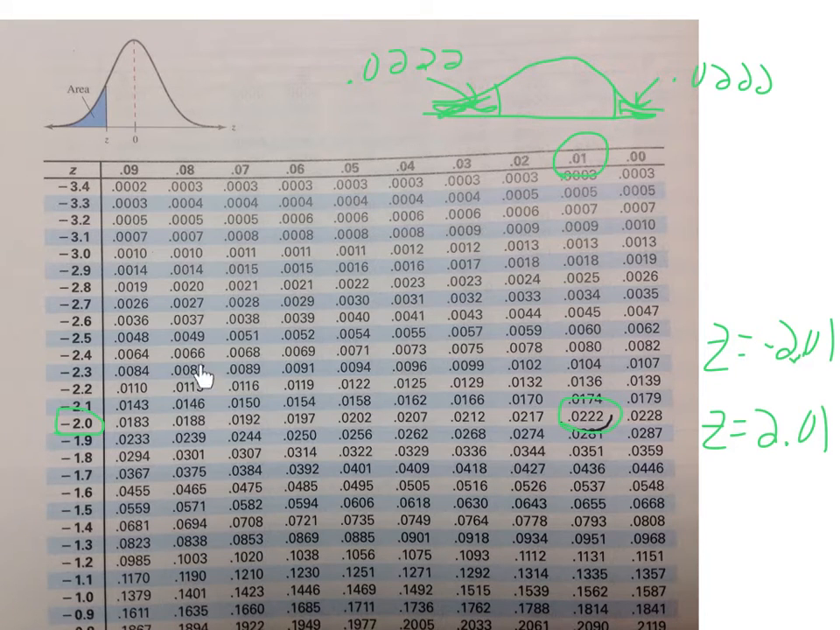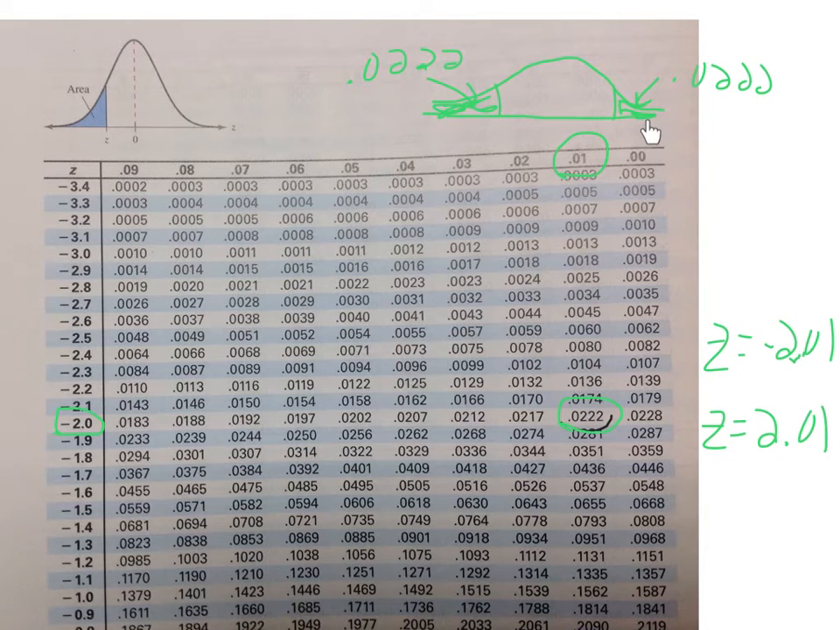So we're wanting to find the z-score, which is given here. We're given the areas, which are in here, and I already found 0.0222, and that corresponds to a z-score of minus 2.01. And so this area here, this z-score here, is minus 2.01.